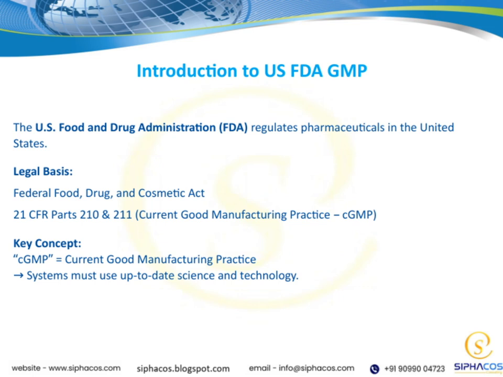The key concept here is what we call CGMP, or Current Good Manufacturing Practice. This means that systems and processes used in pharmaceutical manufacturing must always incorporate the latest scientific knowledge and technological advancements. Essentially, it's about staying current, ensuring quality is never compromised because we're using outdated methods. So, throughout this presentation, keep in mind that CGMP isn't just a set of rules. It's a dynamic, evolving approach that helps ensure the medicines we rely on are made with the best practices available today.